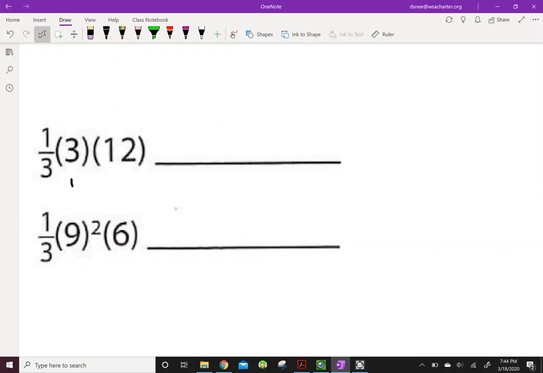Over here, again, 3 is equal to 3 over 1. If we multiply fractions, we multiply straight across. 3 times 1 is 3. 3 divided by 3 is 1. 1 times 12 equals 12, right? 1/3 times 3 equals 1. And 1 times 12 equals 12.